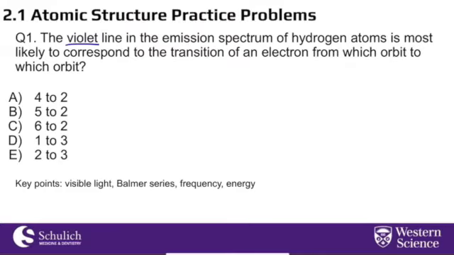So for the first question, it is asking you to identify between which orbits the transition is for a violet line in the emission spectrum. First, you need to identify that emission of visible light is known as the Balmer series, which is characterized by a transition from n greater than or equal to 3 to n equals 2. So here, we cross out D and E.